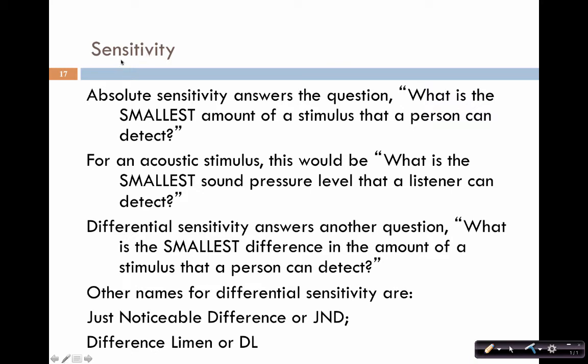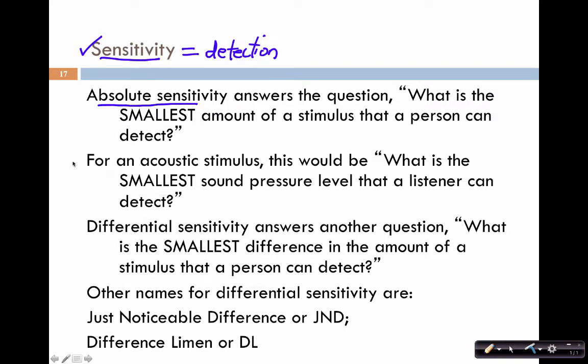At slide number 17, we begin to discuss one of the main topics in psychoacoustics called sensitivity. Sensitivity basically answers the question of what's the least amount of something that a person can detect. So when we think of sensitivity, first of all, we're thinking about this basic idea of detection of something. So can we detect a stimulus? Absolute sensitivity refers to what's the least amount of a stimulus that we can detect.